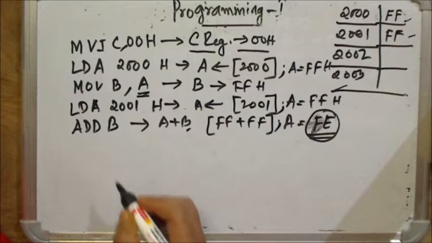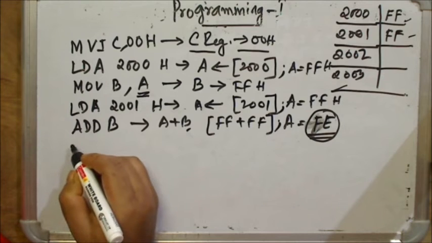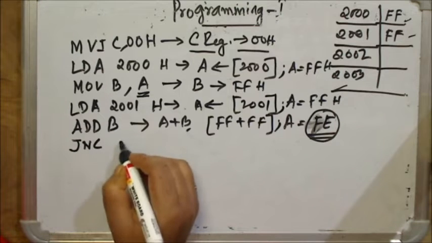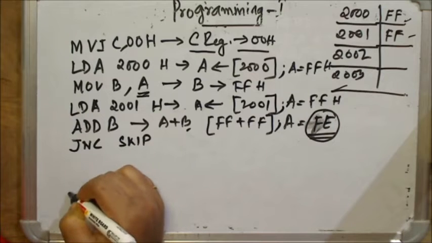Now since this is an addition program, there is a possibility that there is a carry. So we will put a conditional jump, JNC skip. If there is no carry, it will jump to some memory location.